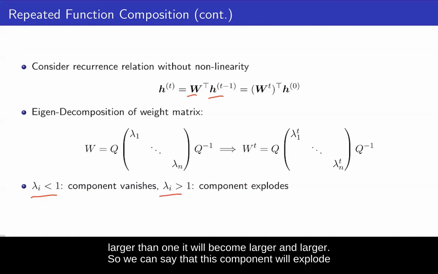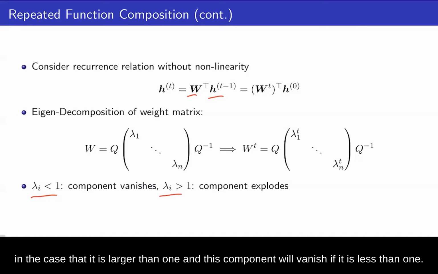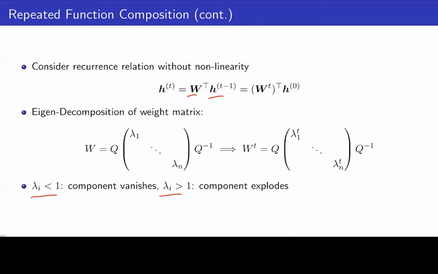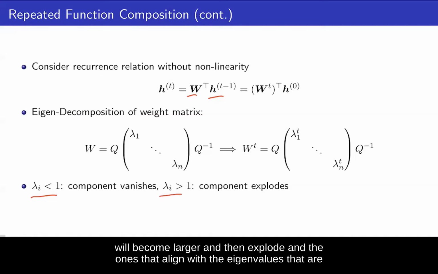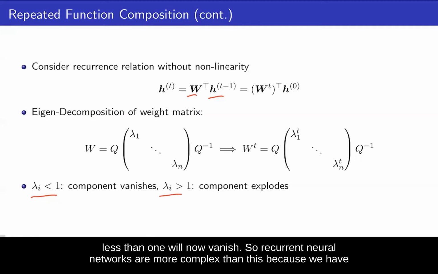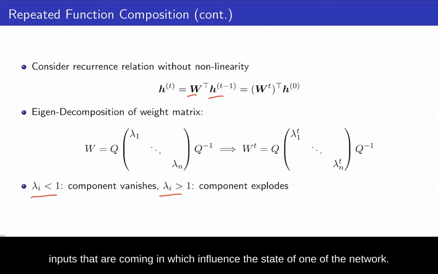So we can say that this component will explode in the case that it is larger than 1, and this component will vanish if it is less than 1. Now, the components of the input vector that are aligned with eigenvalues larger than 1 will become larger and then explode. And the ones that align with eigenvalues that are less than 1 will vanish. So recurrent neural networks are more complex than this because we have inputs that are coming in which influence the state of the network.